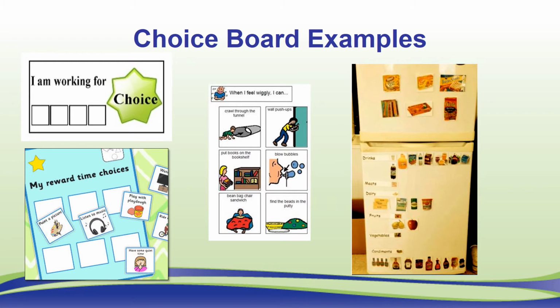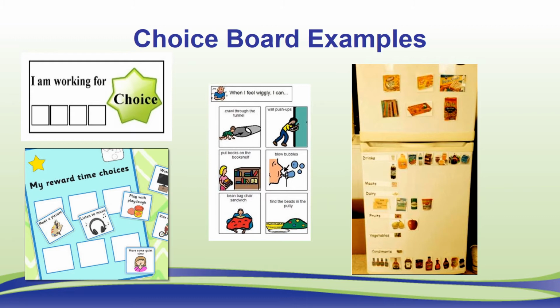Here are a few examples of choice boards. These choices may be expressed in drawings, photos, symbols, or written text. It's recommended that written text labels be included so that eventually children can progress through the different levels of representation.